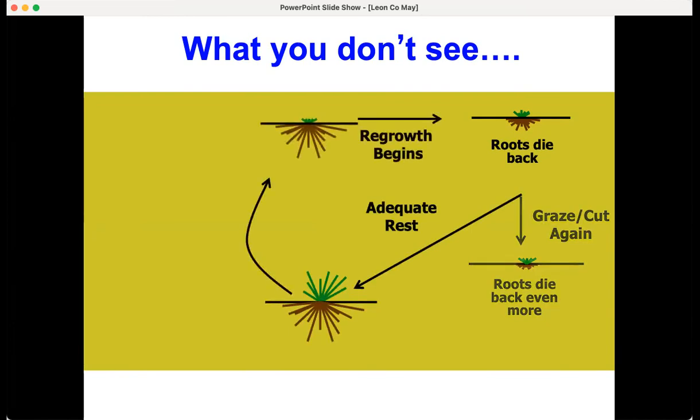Ideally, we want to be in a system where those plants have adequate rest. Now, most people start thinking, well, I need to start rotating my livestock through my pastures. That could be an option. Another option could be to decrease your stocking rate, to adjust your stocking rate based on forage production, which is obviously going to be influenced by fertilization as well as rainfall.